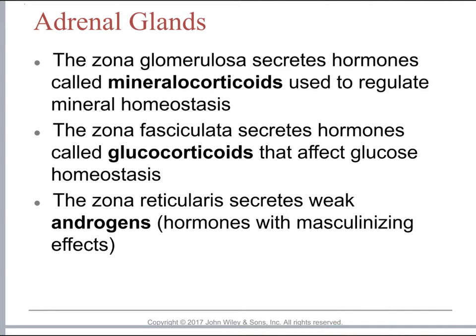Also, the amount of potassium that's going to be released in the urine. Now, overall, aldosterone affects the body's ability to regulate blood pressure, and it does this, again, primarily by increasing the amount of sodium the body sends into the bloodstream.